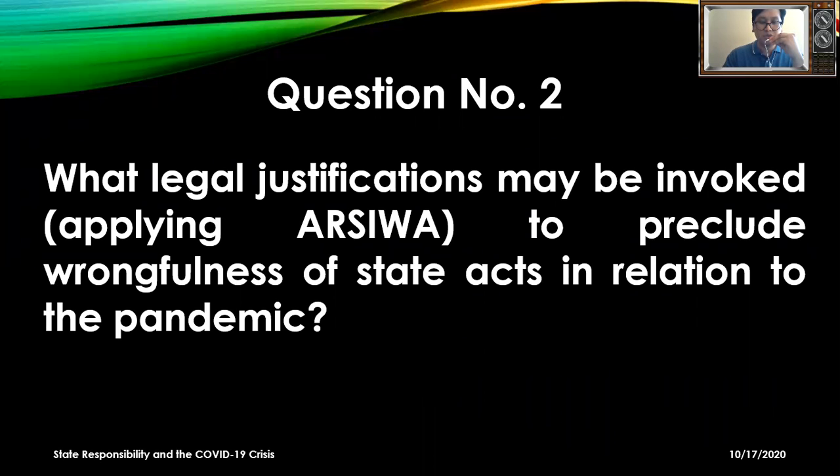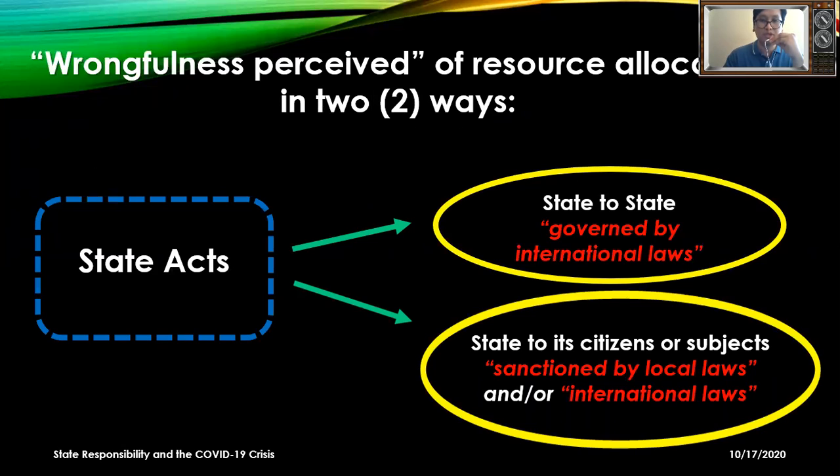Attribution is the process by which international law establishes whether the conduct of a natural person or any other such intermediary can be considered an act of state and thus be capable of giving rise to state responsibility. Wrongfulness of state acts in allocating resources can be interpreted in two ways: number one, state to state, and number two, state to its citizens or subjects.